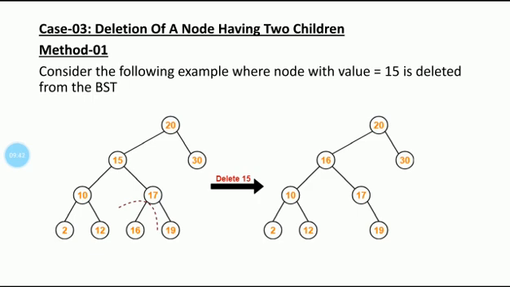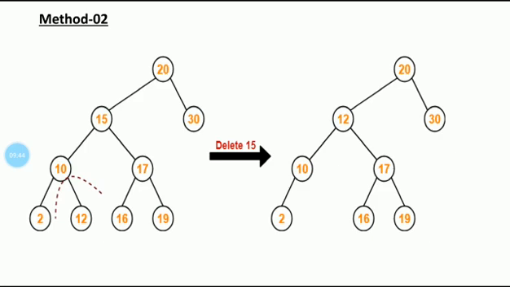And in the second way, we need to look at the left subtree. The left subtree also contains three different values, that is 10, 2 and 12. Among these three values, the largest or greatest value is called the in-order predecessor. So out of these three values, 10, 2 and 12, the largest value is considered the in-order predecessor. So replace the deleting element, that is 15, with its in-order predecessor 12. That means in the place of 15, 12 is going to be placed.